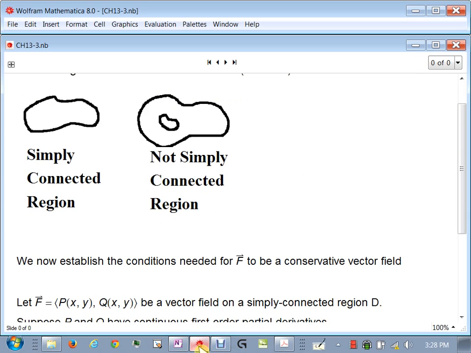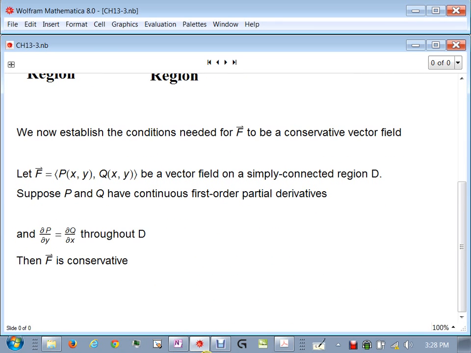But going back to this note here, it says if we have a two-dimensional vector field on a simply connected region, which all of our regions are going to be, so we don't have to worry too much about it, suppose P and Q have continuous first-order partial derivatives. That means we can take the derivative of the first and second components. Those derivatives exist. If the partial of P with respect to Y equals the partial of Q with respect to X, we're guaranteed that F is conservative. That's the check right there. That's what we do to check if a vector field is conservative.